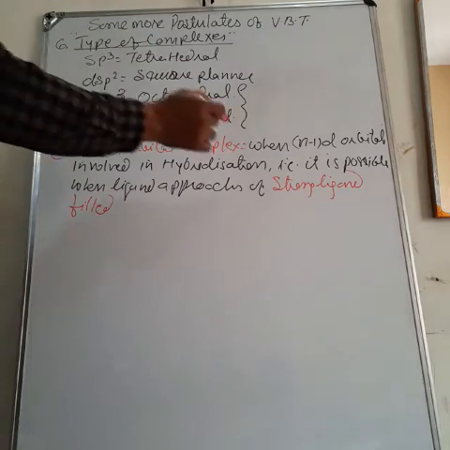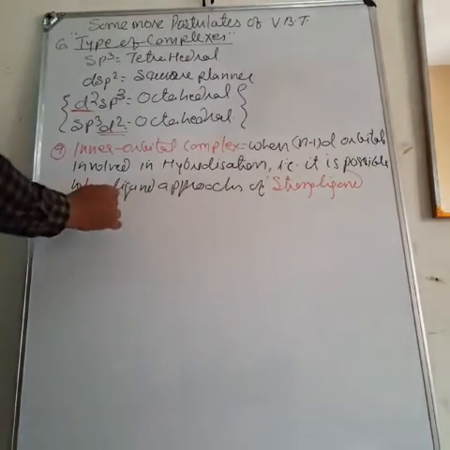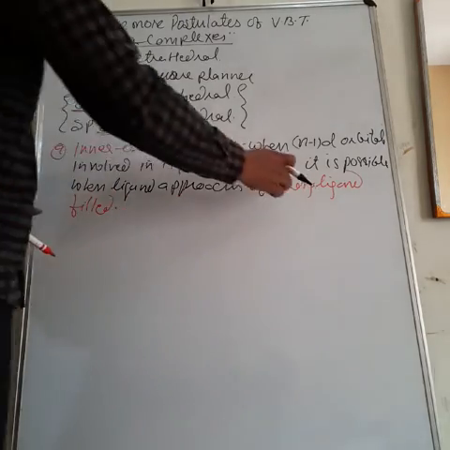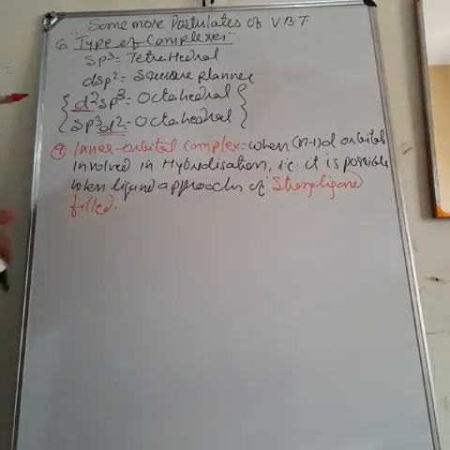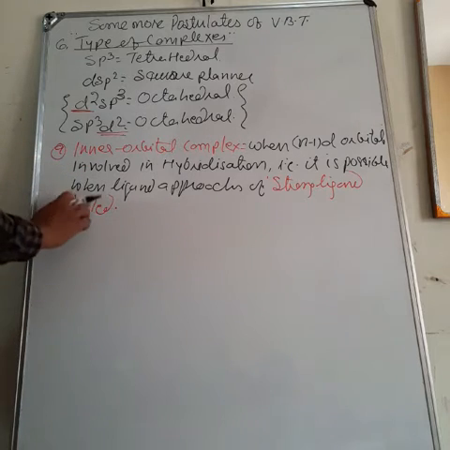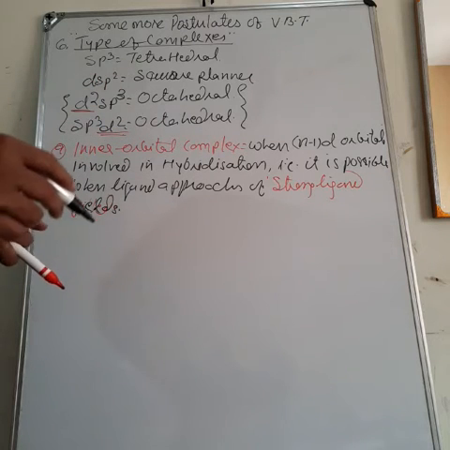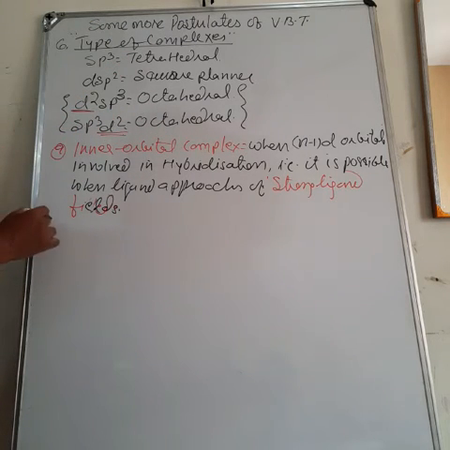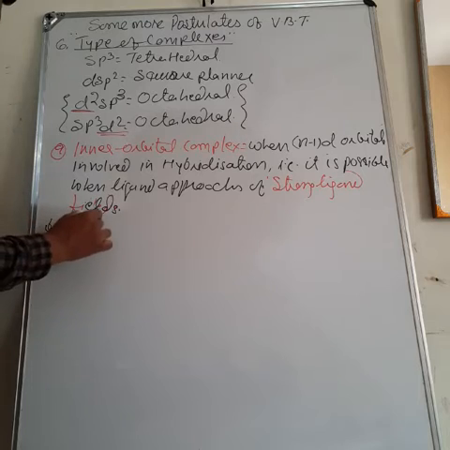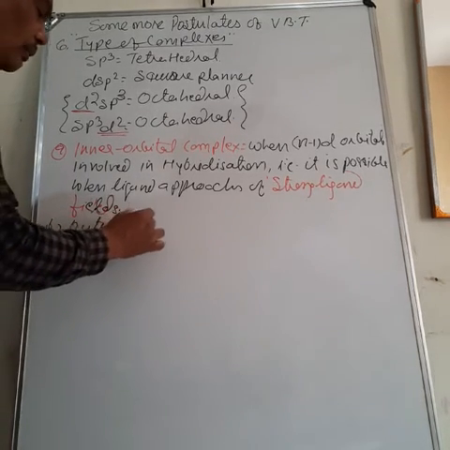So if strong field ligands approach, then there is a chance of diamagnetic behavior of the compound. And the second type is called outer orbital complex.